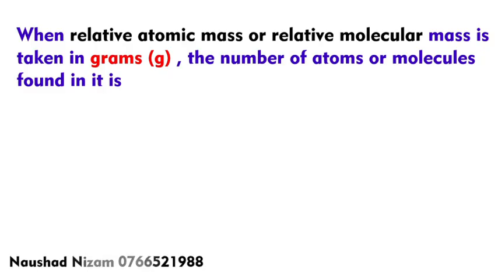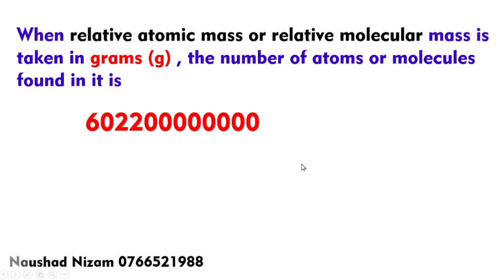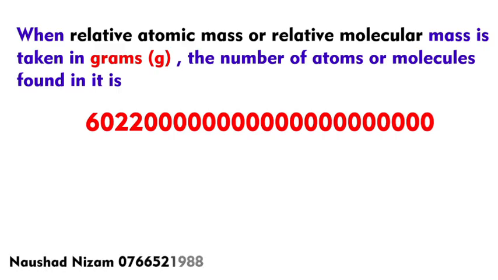You can measure the grams and check how many atoms are found if the relative atomic mass is given in grams, or the number of molecules if the relative molecular mass is given. If you find this, you will get a constant number in any of them. For hydrogen, 1 gram, you get this much, 6022 and 20 zeros. I don't know how to express this in kilos or millions or billions or trillions. Anyway, this is a huge number.